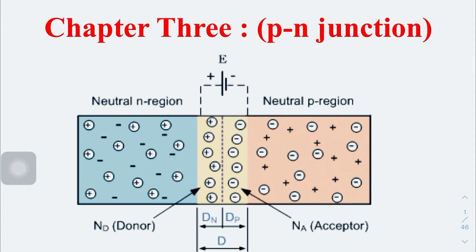Hello, today we talk about the p-n junction. In this chapter, we talk about the construction of the p-n junction. As you see from this picture, we have a p-n junction which consists of two pieces. One piece is called a p-type and another is an n-type.